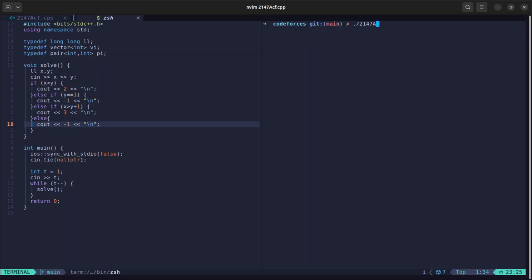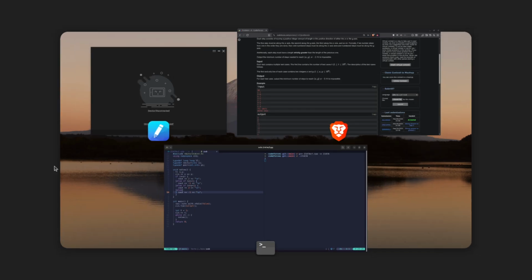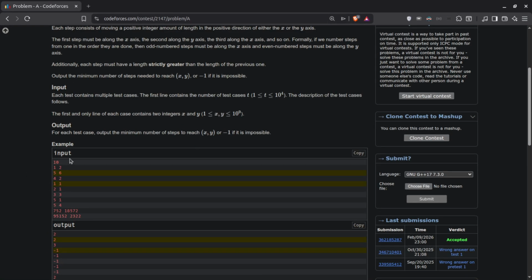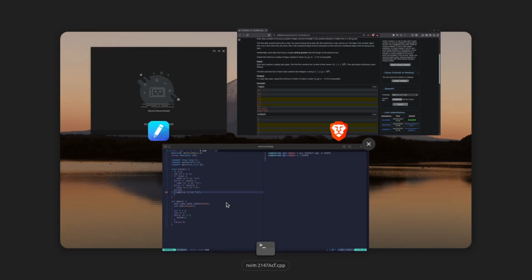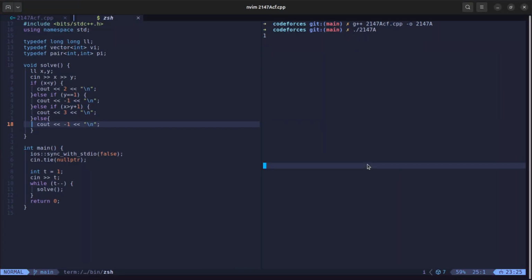Let's compile the code. Let's execute it. Let's enter a test case like 1 and 2. The answer is 2. It's correct. Although I mean, yeah, it's totally correct. You can run whole test cases.